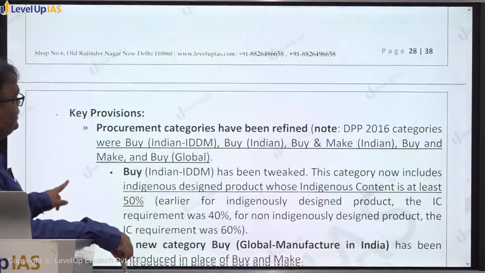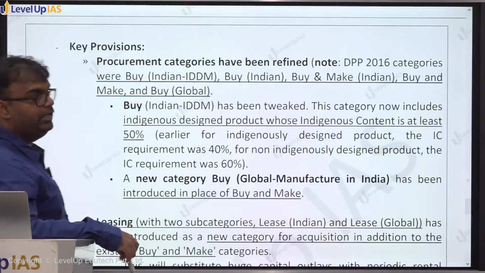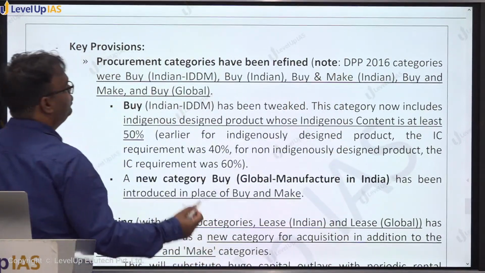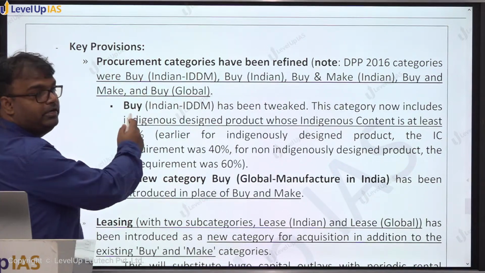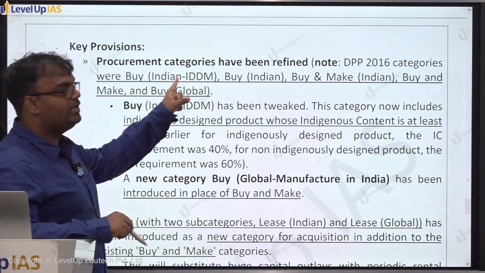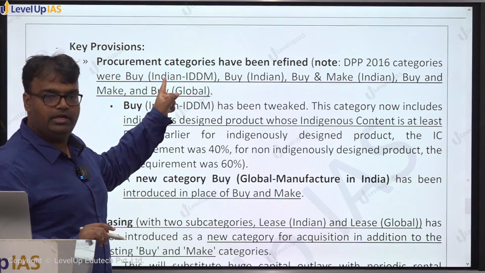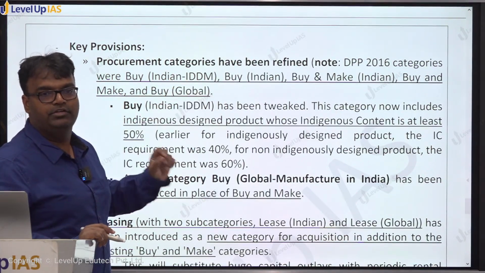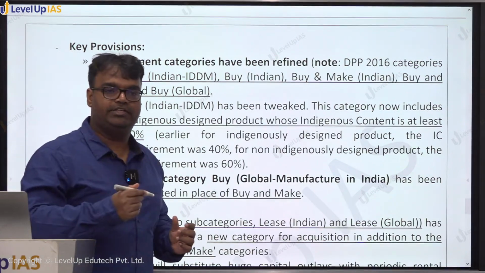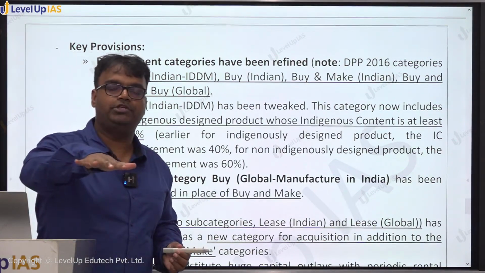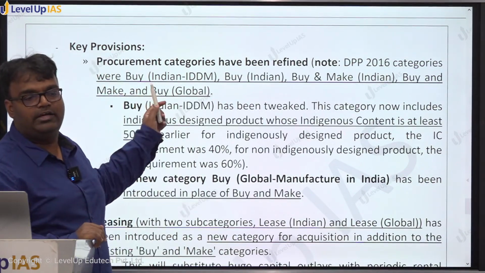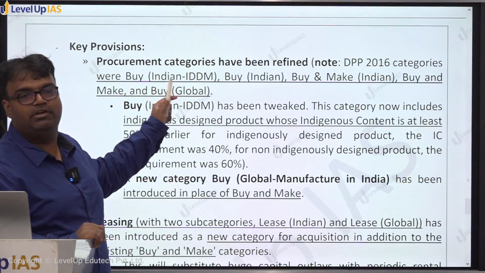So let's look at the features. Look, in the defense procurement procedure 2016 there were these kinds of categories. Which had the highest priority? Buy Indian IDDM. The product should be made in India, plus indigenously designed, developed and manufactured. So let's say we are buying a fighter jet. Among the fighter jet options, we have 5 options which are fulfilling the criteria. Which will get the highest priority? Indian IDDM, indigenously designed, developed and manufactured.